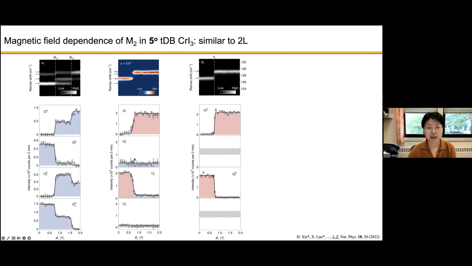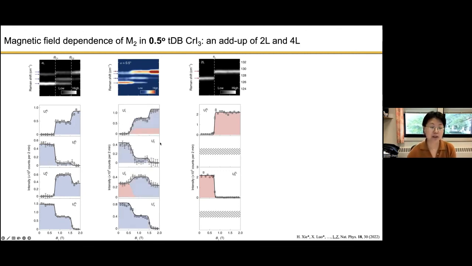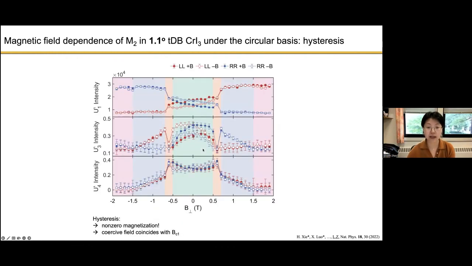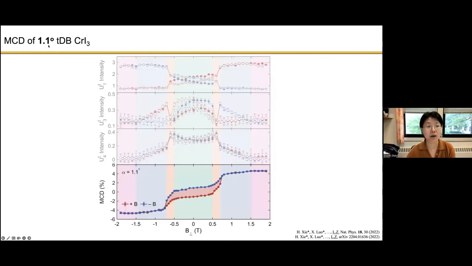5 degree is similar to bilayer. 0.5 degree is a superposition of the two. And the final result is that in 1.1 degree, it's special because there is a net magnetization showing up, even though we are stacking two antiferromagnets with compensated magnetization.